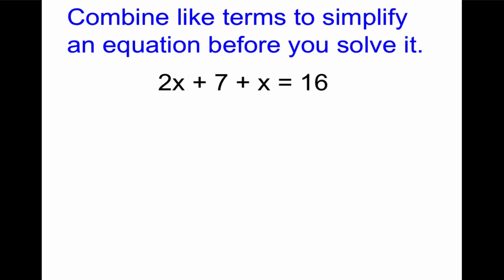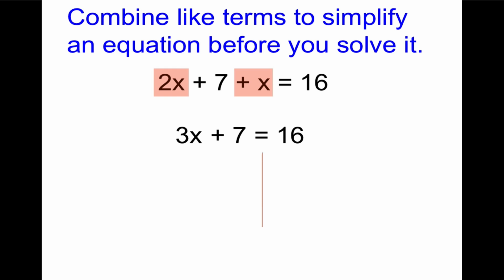To be like each other, terms have to have the exact same variable, and also all constants are like each other. On the left side of the equal sign, we have 2x and x, which are like each other. So we can combine those together. 2x plus x equals 3x. And there's nothing that's like the plus 7, so we're going to rewrite plus 7 equals 16. And at this point, what's left is a two-step equation.